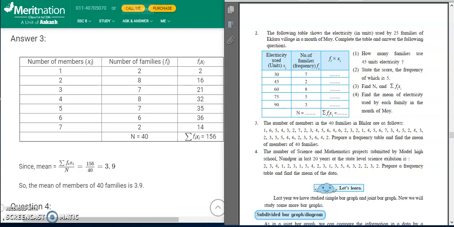Chapter number 11, Statistics, Practice Set 11.1. We have already seen first and second question. Now we have to see third question. I have given you homework third and fourth question. Just check whether you have done it correctly or not.